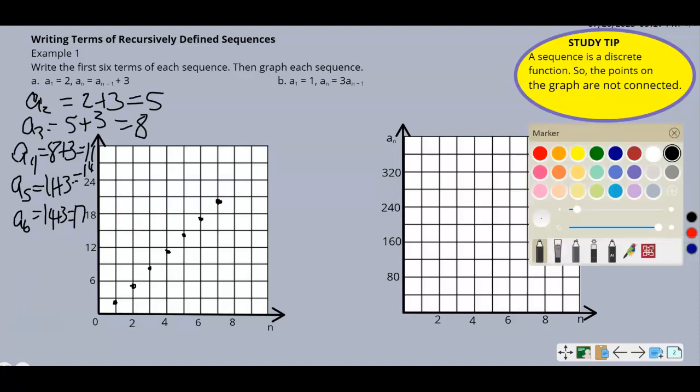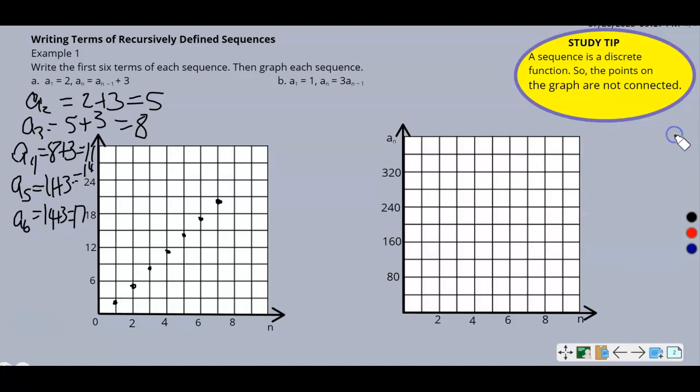All right, B part is similar. B part says a sub 1, or my first term, equals 1. And then it says a sub n is defined as 3 times my previous term. All right, so if I want to find a sub 2, I'm going to do 3 times my previous term. So my previous term would be 1. So that's going to be 3.